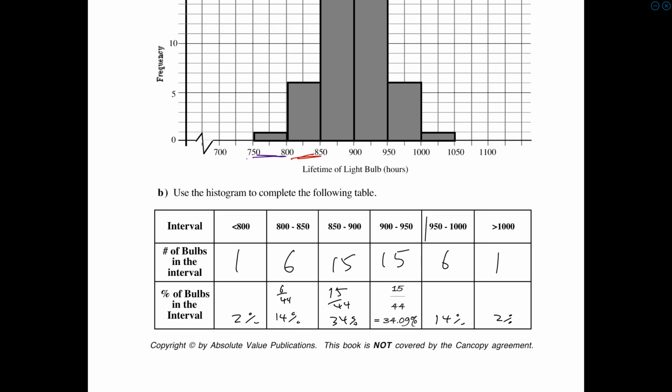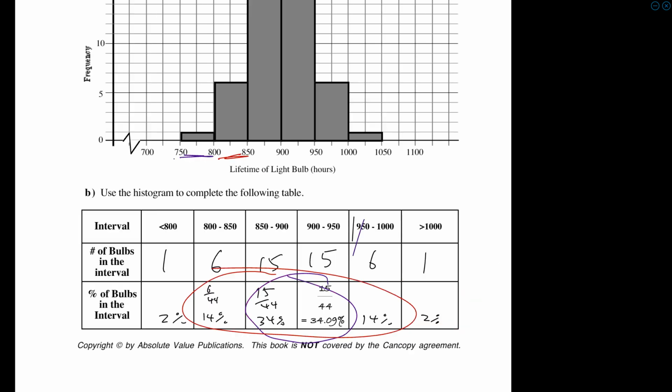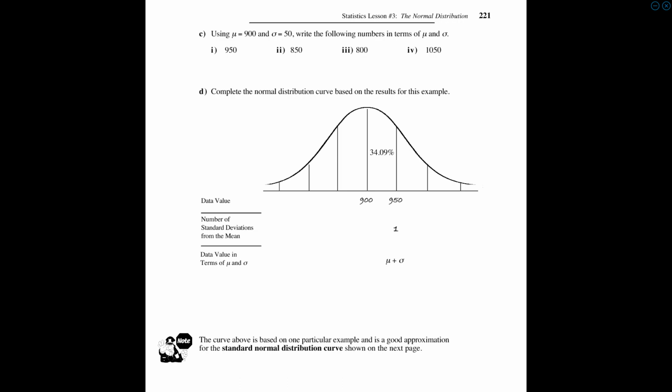And just a heads up, often when we're looking at data like this, we'll start thinking about what would be in these 2 groups, or what would be in these 4 groups, or how would we group these within a certain amount of groups, or which percent would be below. So if mu is 900 and standard deviation is 50, let's think about this in terms of mu and sigma.